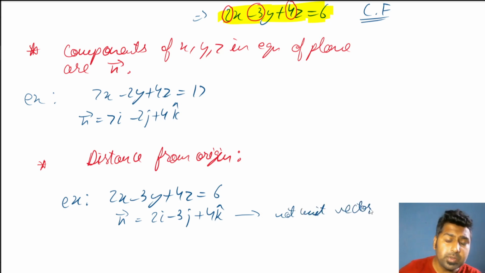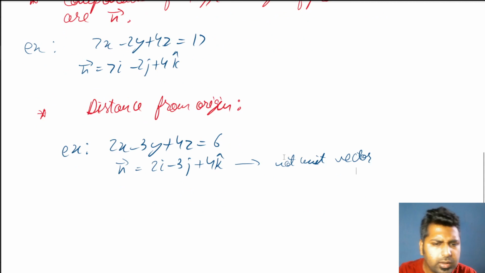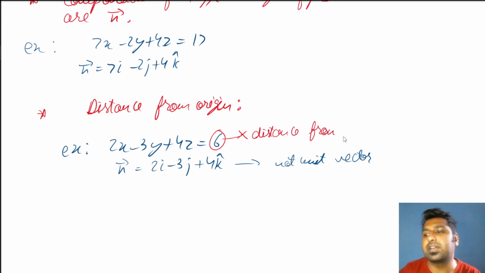In order to get the distance from origin, you should have the unit normal vector. So in order to get the unit normal vector, what do we do? We divide the n vector by its magnitude. Clearly remember that this is not d. This is not the distance from origin. This can be interpreted as a variable d, but this can be the distance from origin only if the components were a unit vector.